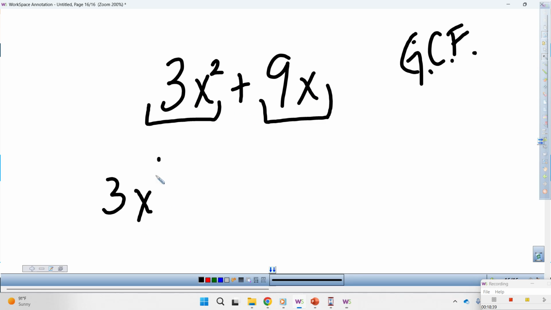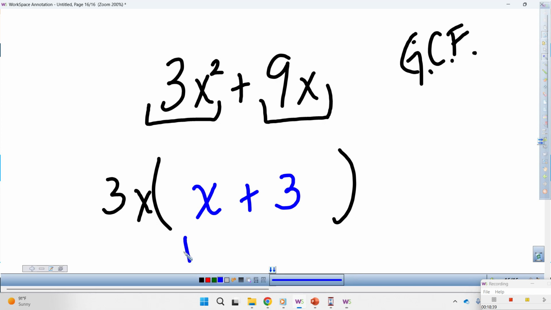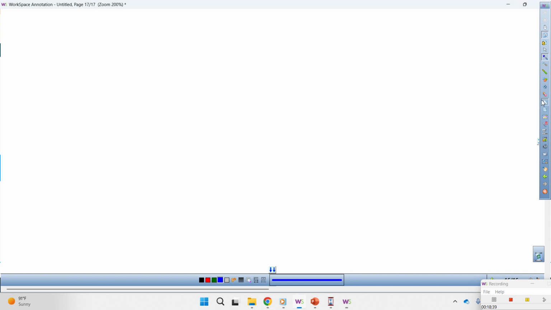Each of them have at least 1x. Is that correct? So, if we took out the 3 and 1x, that leaves us with x plus, what is 9x divided by 3x? 3. And these are my factors. How are we doing? Good? All right. So, last but not least, here it goes.